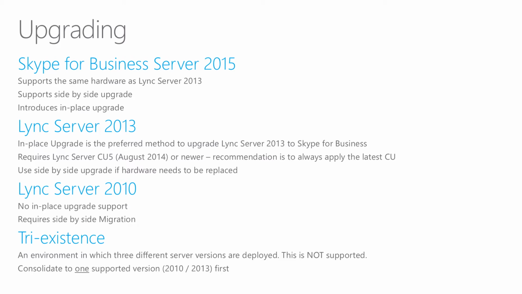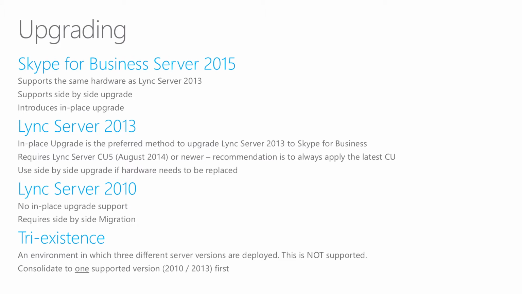If you currently have Lync Server 2013, then the recommended approach is to use the in-place migration option. However, if you select this route, you must ensure that at a minimum you have applied Cumulative Update 5, released in August 2014, before beginning the migration process. If you wish to replace Lync Server 2013 server hardware, you may also use the side-by-side migration option.